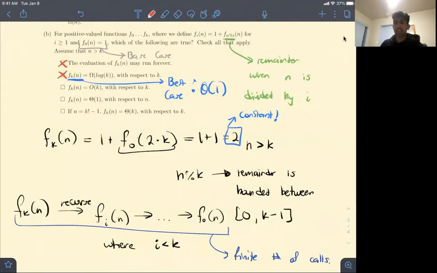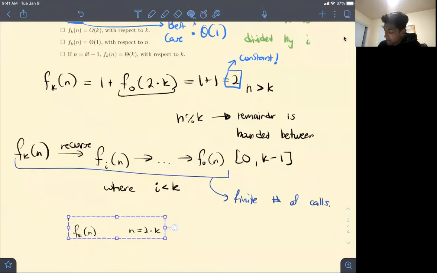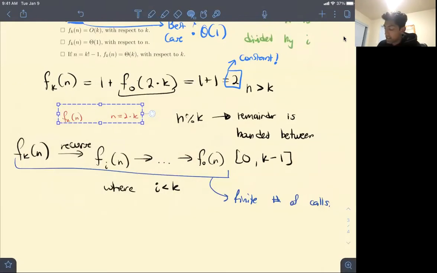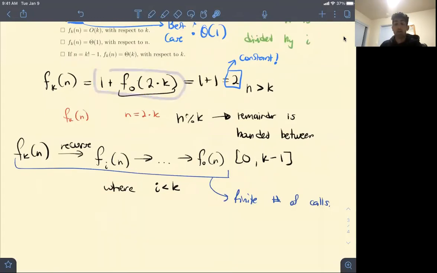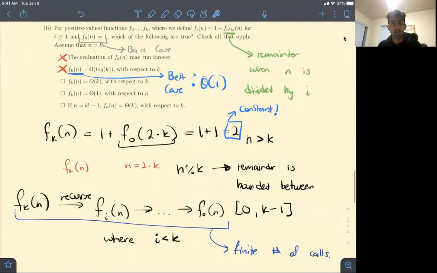And just reiterating that example, we said in the best case, f_k of n is theta of 1. The reasoning is that when n is equal to 2 times k, then that produces this behavior where we're calling f_0 of 2 times k, and we know that f_0 is our base case. So we've done a total of 2 calls, or 2 work, and it's constant.